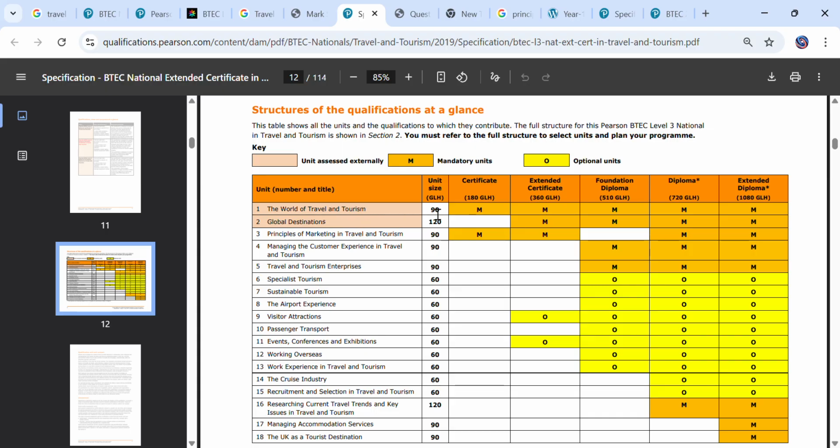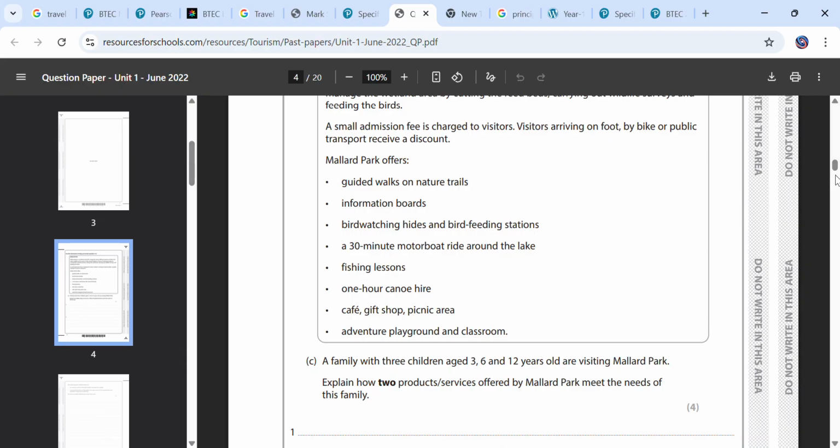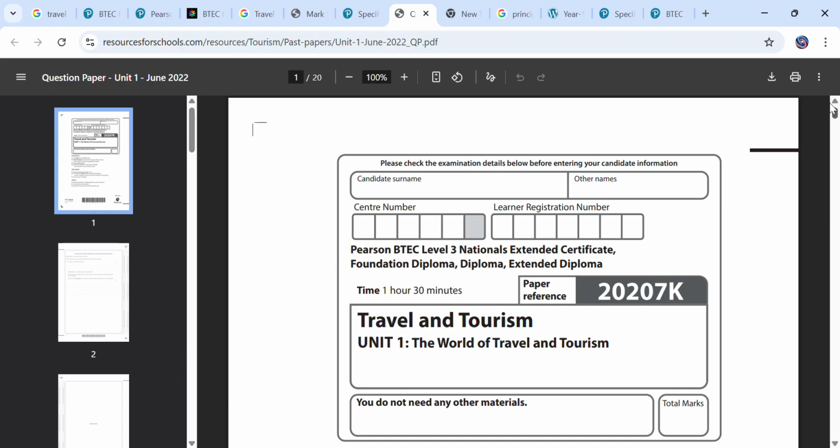So the unit size is 90, and here's a certificate. For this, you get a foundation diploma, and for global destinations as well. You'll also be learning about principles of marketing travel and tourism. So for your first year, you're going to be doing the world of travel and tourism and principles of marketing coursework. So this is what I did. I did principles of marketing in travel and tourism, and I did the world of travel and tourism as well. So I'm going to show you guys the world of travel and tourism.